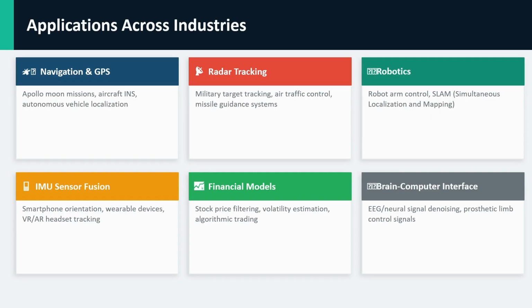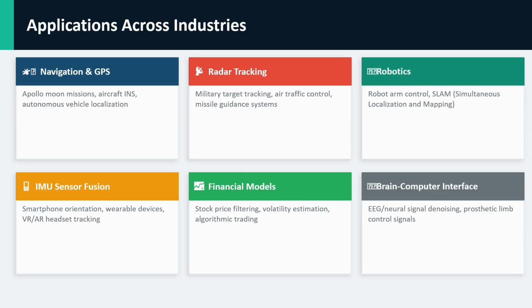Now we have to talk about the applications across industries. The Kalman filter isn't just theoretical; it's everywhere. Navigation and GPS, radar tracking, robotics, IMU sensor fusion, financial models, and brain computer interfaces. We talk about it one by one. For navigation and GPS, it powers every commercial aircraft inertial navigation system and was used in Apollo spacecraft. And radar tracking. Air traffic control systems track hundreds of aircraft simultaneously using Kalman filters. And even the military uses this for target tracking and missile guidance systems.